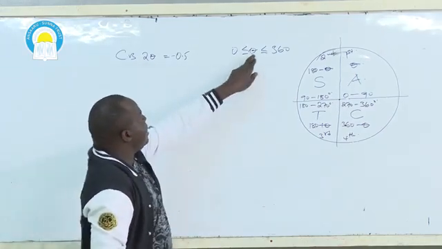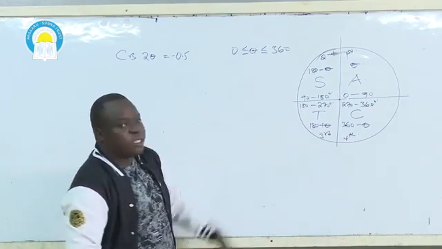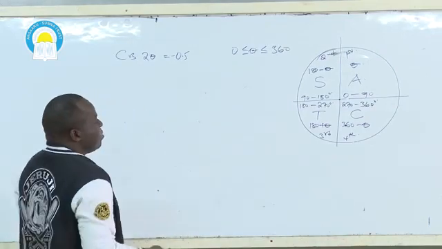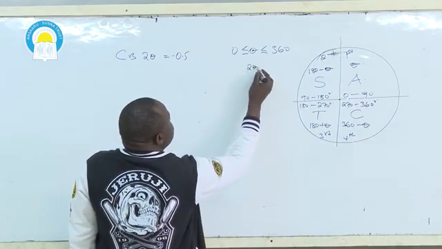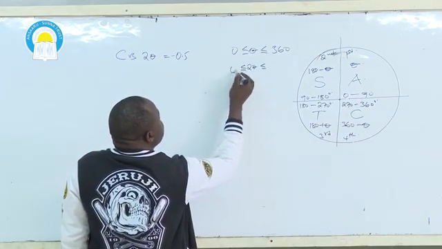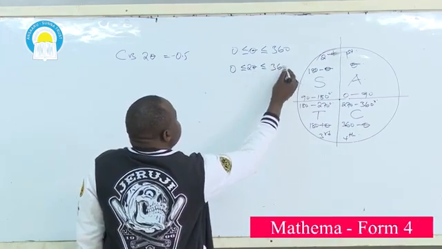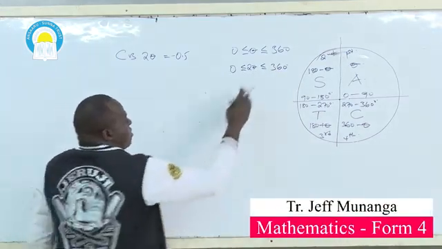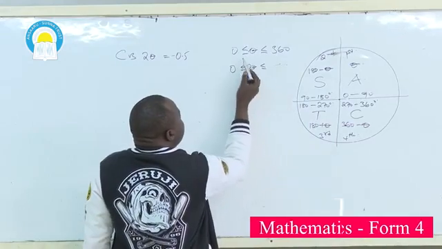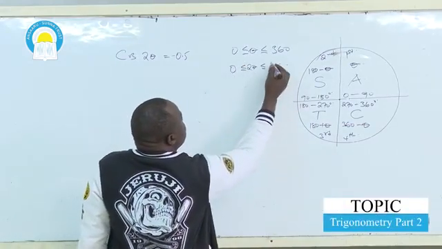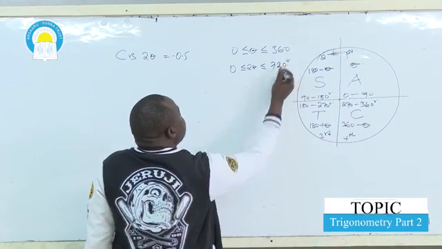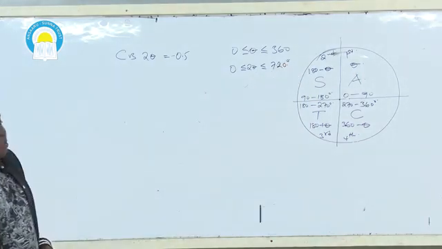So if theta lies between 0 to 360, this is how I'll start to approach the question. I'll say if theta is this, how about 2 theta? Then 2 theta should lie between 0 and, not 360, you multiply this by 2 to get 0. You multiply this by 2 to get what? 720 degrees. So that's where it begins.